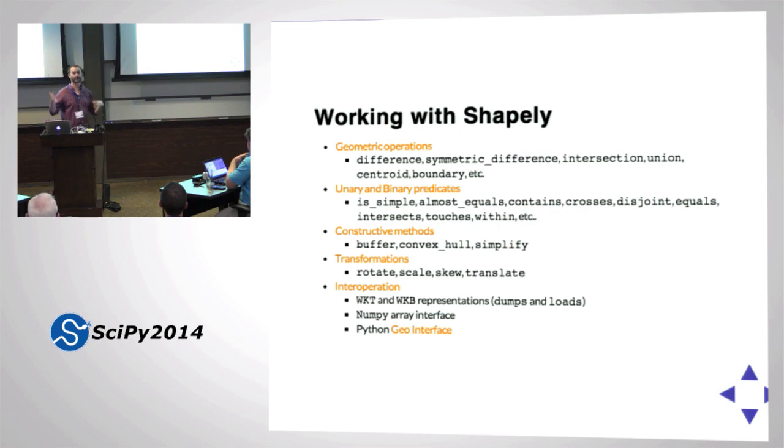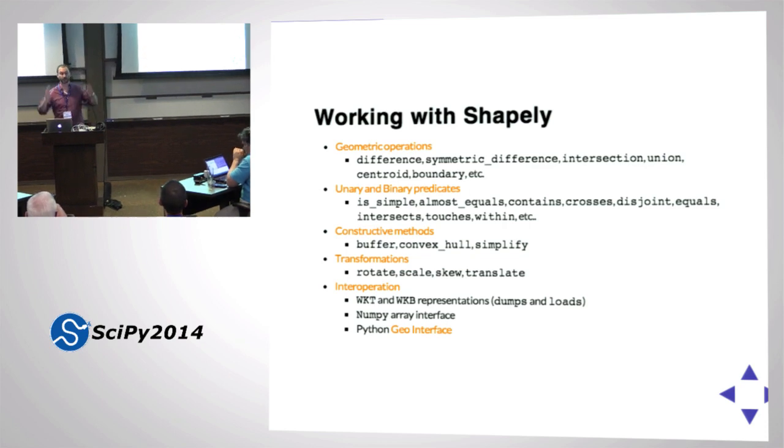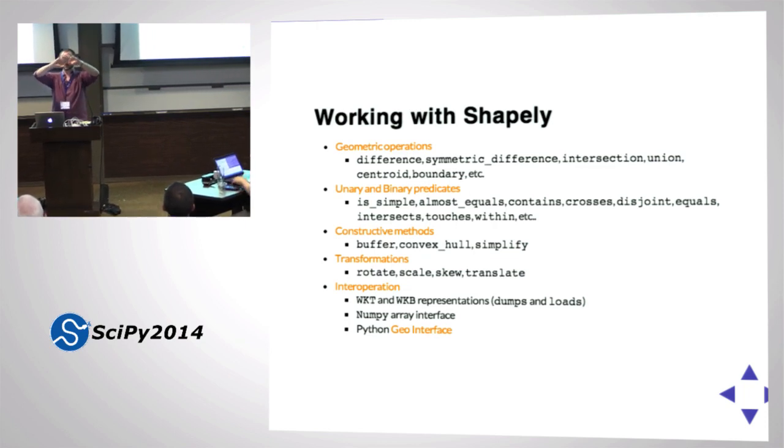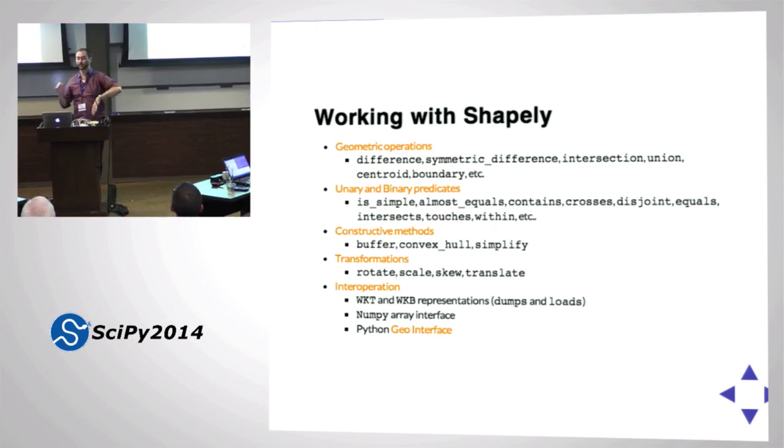Say you have two Shapely geometry objects. You can do geometric operations, like set operations: a difference, symmetric difference, intersections, unions. You can calculate the centroids of polygons. You can calculate the boundaries of the polygons, et cetera, et cetera.